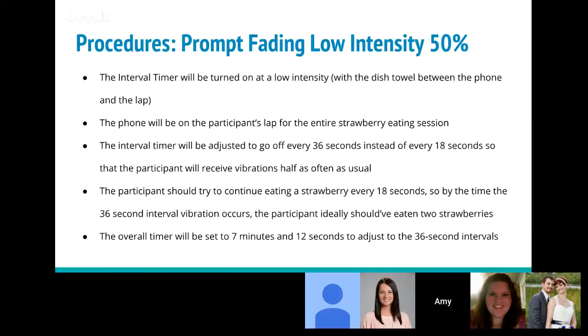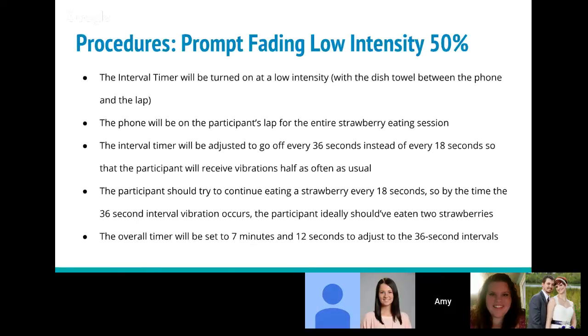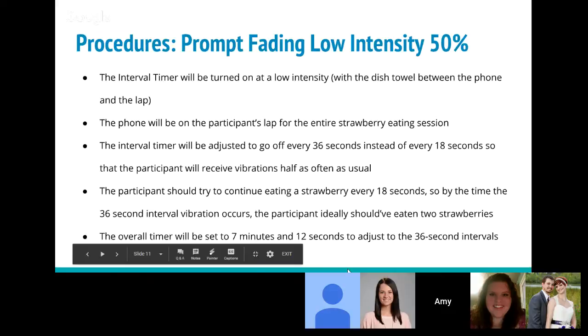So the participant will only receive vibrations half as often. The participant should try to continue eating a strawberry every 18 seconds. So by the time the 36-second interval vibration occurs, the participant ideally should have eaten 2 strawberries. The overall timer will be set to 7 minutes and 12 seconds to adjust for the 36-second intervals.